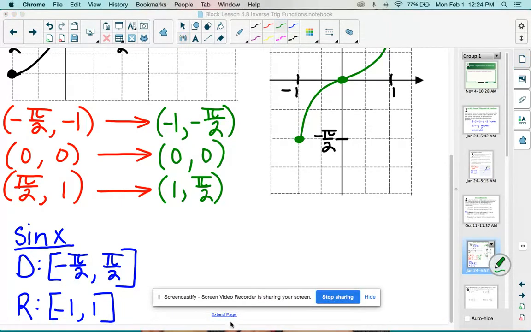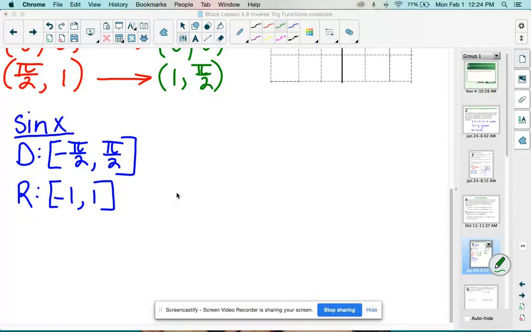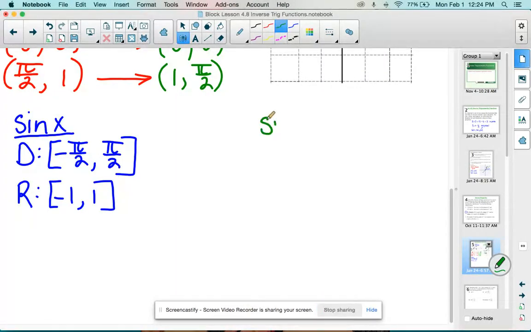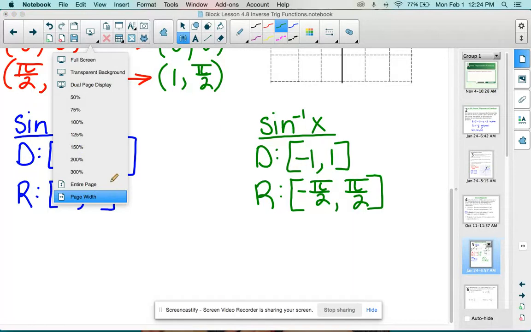The inverse function should have the same domain and range but flipped, okay? So for the inverse function, the domain is -1 to 1, and the range is negative pi by 2 to pi by 2. Okay, see how these two things flip? You could verify that by looking back at the graph again if you'd like.